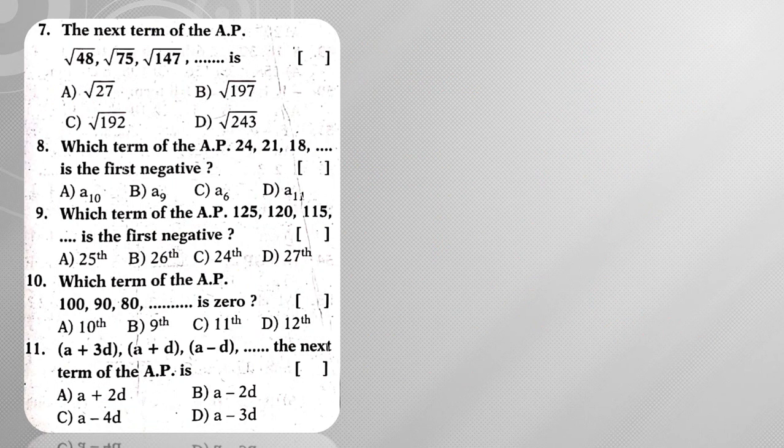Next, moving on to question number 7. The next term of the AP is, so what is the next term, right? So how can you say, if you observe 48, I can write as 16 into 3. So this 16 into 3 I can write as 4 root 3. Next, 75 I can write as 25 threes. So 25 threes means I can write as 5 root 3.